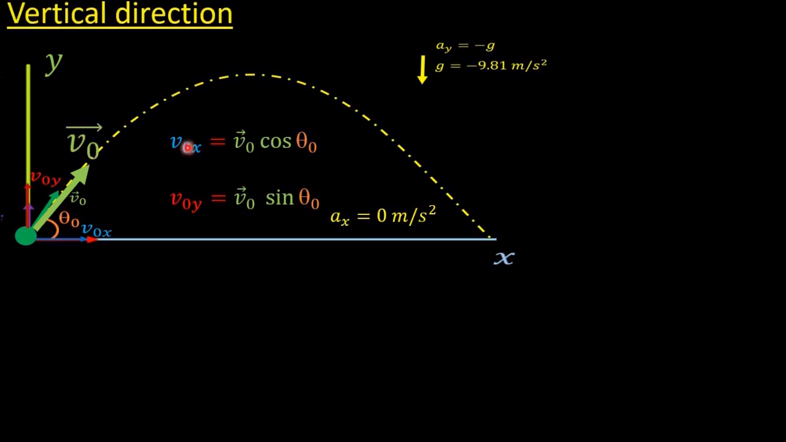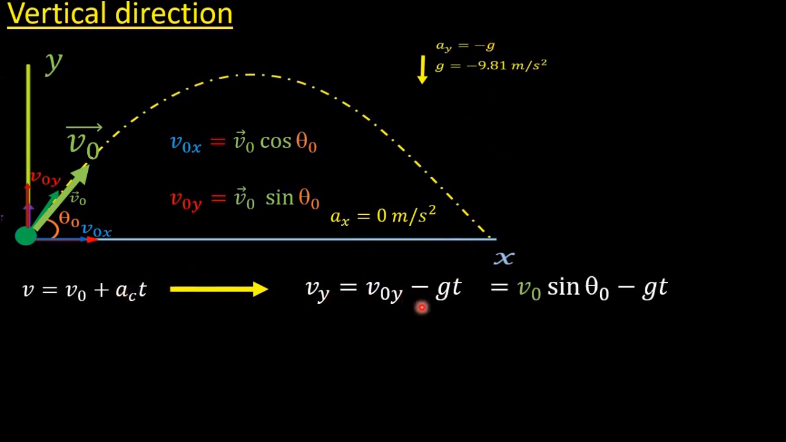So now we'll look at motion in the vertical direction. So again, we take this equation here, and then we replace v with v sub y, which is equal to v0y minus gt, because this time the acceleration is going to be the acceleration due to gravity. Okay, so I just replaced a there with g, and we can rewrite it like this.